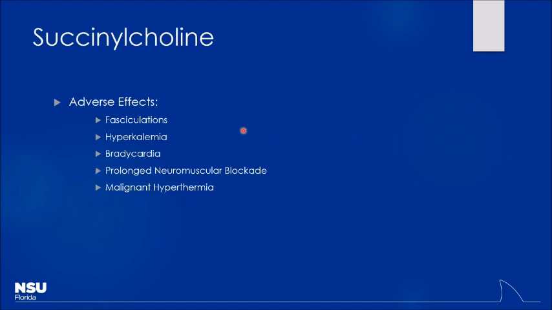So, as I mentioned, adverse effects of fasciculations can occur here, which we know is expected. However, potentially that could lead to things like increased intracranial pressure. Clinically, who knows if that's really all that important, but it's something that could occur. We know they get hyperkalemic. It's expected based off the mechanism we just mentioned here.